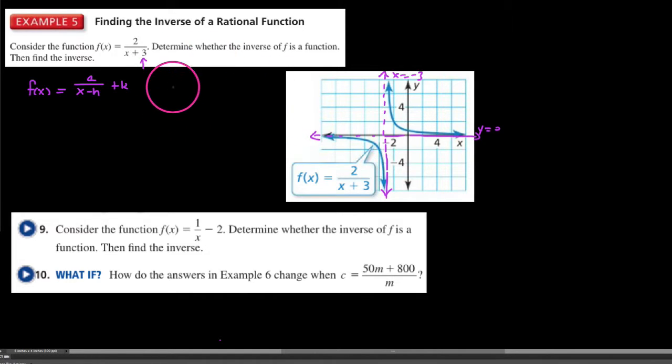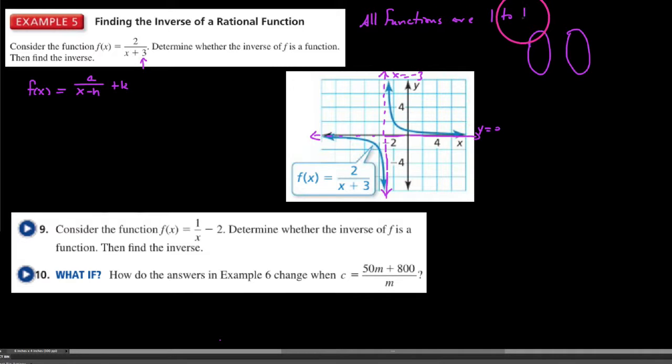Now what we want to do first, according to the instructions, is determine whether its inverse f would also be a function, and then find that inverse. And so to determine whether or not f would be a function, let's recall the definition of a function. We say all functions are one-to-one. And that is to say that every x value must only go to one y value.